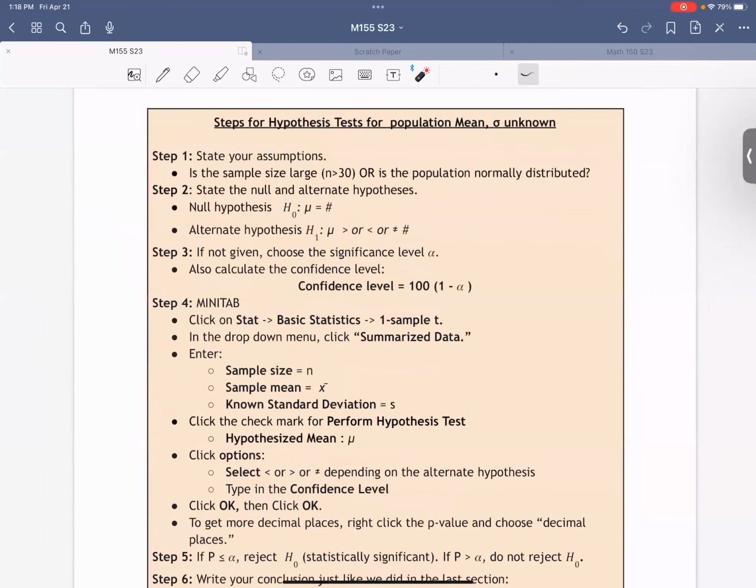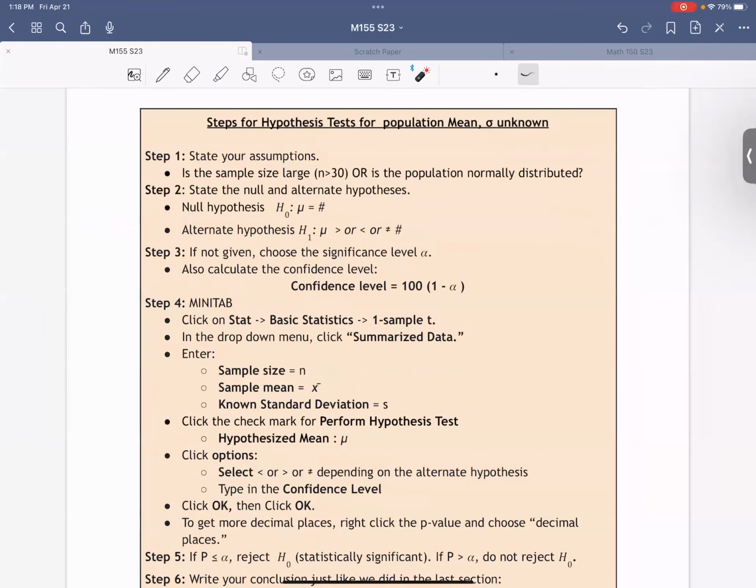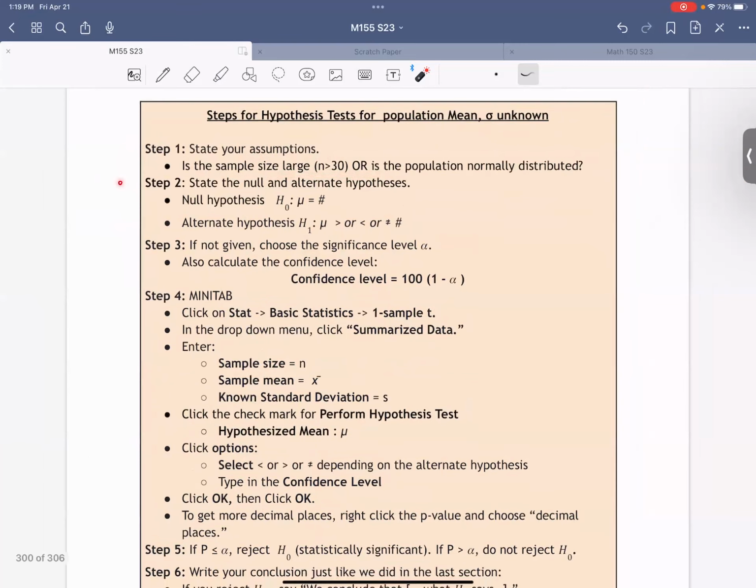So what I've done is I've summarized everything up here. You don't need to memorize all the steps if you don't want to. I think it's easier to just follow through what Minitab asks you to do, but it's up here anyway. Step 1, stating your assumptions. The central limit theorem has to do with the p-value. I don't really explain how that goes, but you do have to state the assumptions for it. That's definitely something you have to do. Step 2, null and alternate hypotheses. Step 3, finding the confidence level. That's the same formula as the confidence level that we did in the last section. So if you memorized the formula for Wednesday, it's the same formula for today.